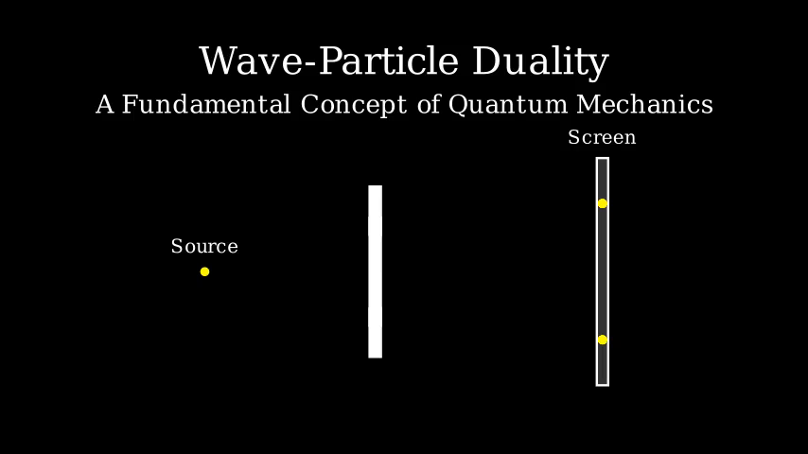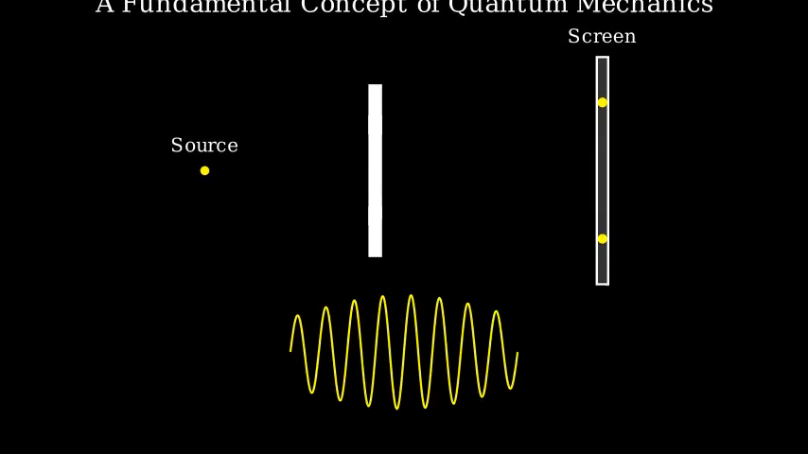However, when we let many particles accumulate, something remarkable happens. Instead of just two bands, we see an interference pattern, alternating bright and dark bands characteristic of wave behavior. This is similar to what happens when water waves pass through two openings.